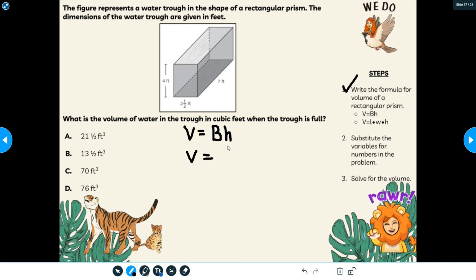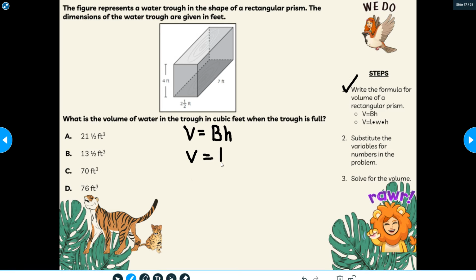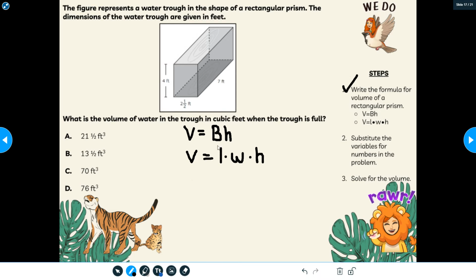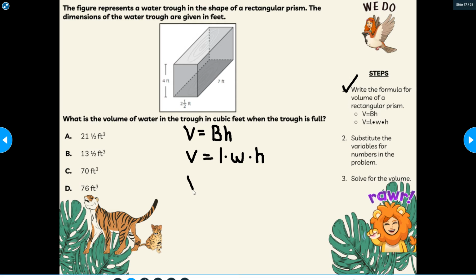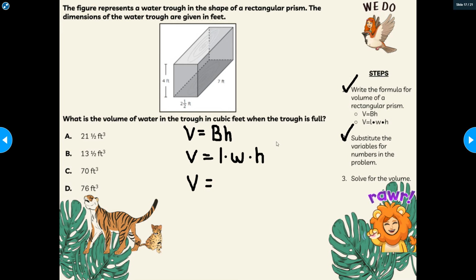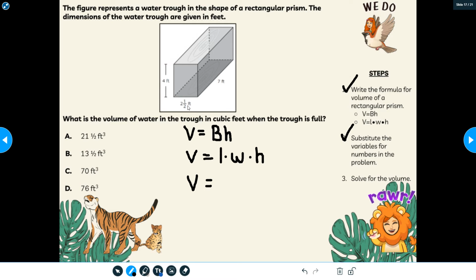So another formula that we can write that means the same exact thing is length times width times height. Okay, because length times width is the same as finding area of the base, and then we multiply it times the height of the whole prism. All right, so now we're going to multiply these three dimensions together. And to do that, we need to substitute the numbers from the problem for the variables. So that is step 2. So let's go ahead and do that.